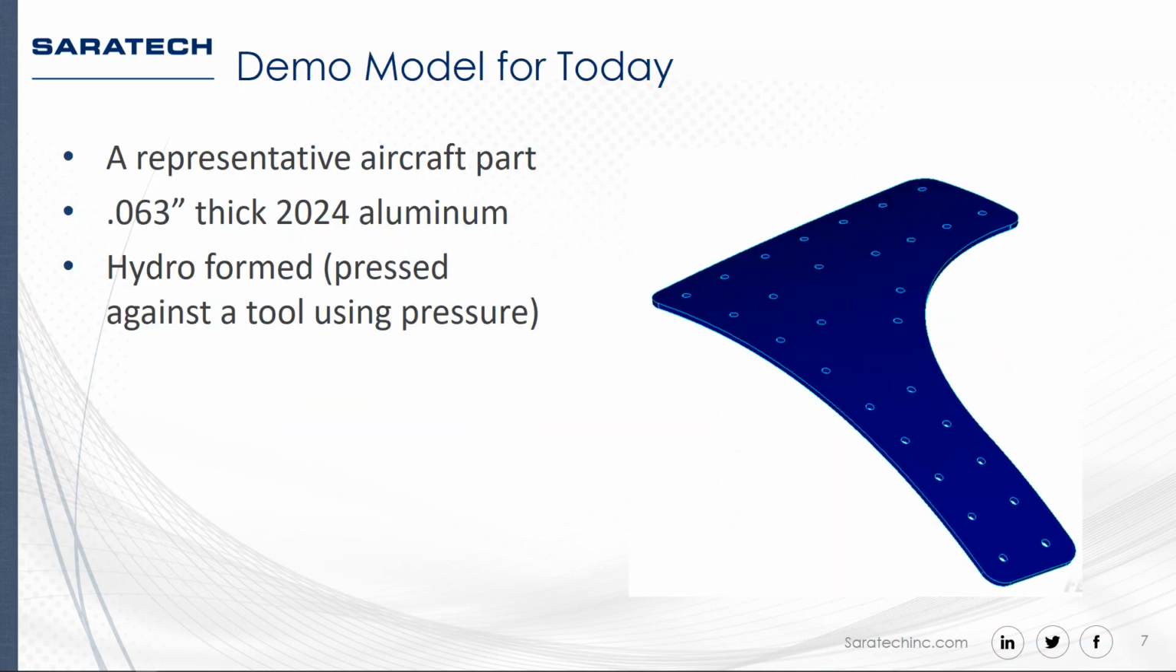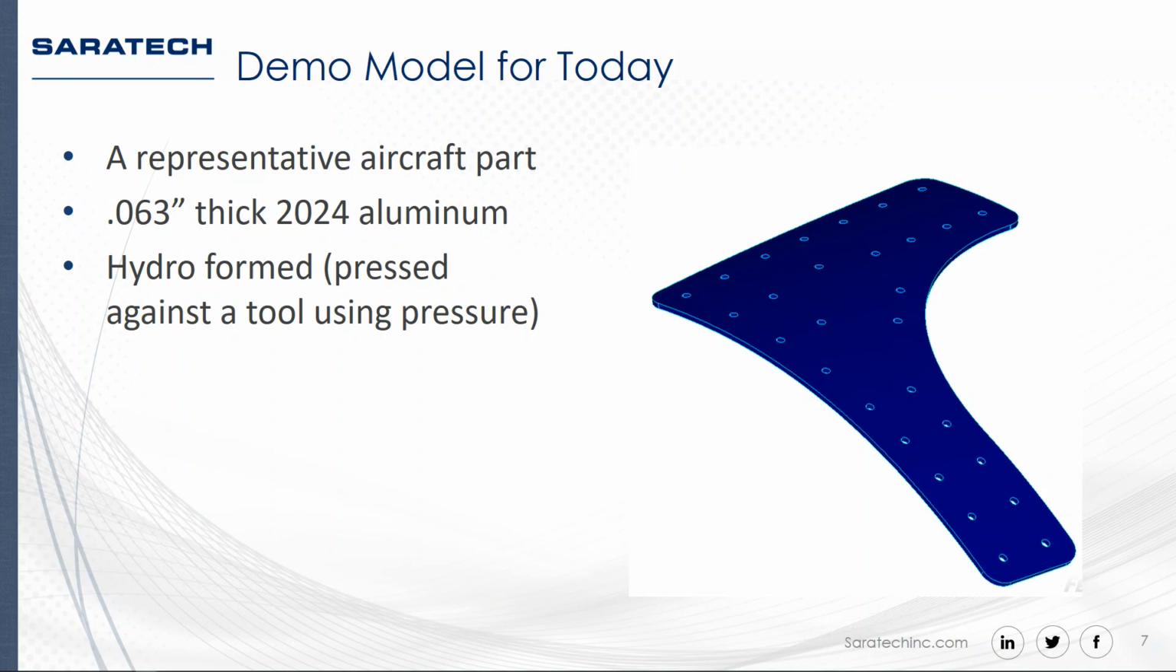So the demo model for today is a representative aircraft part. It's 0.063 thick 2024 aluminum, and we're going to use a forming process called hydroforming, where the part is pressed against a tool using pressure.